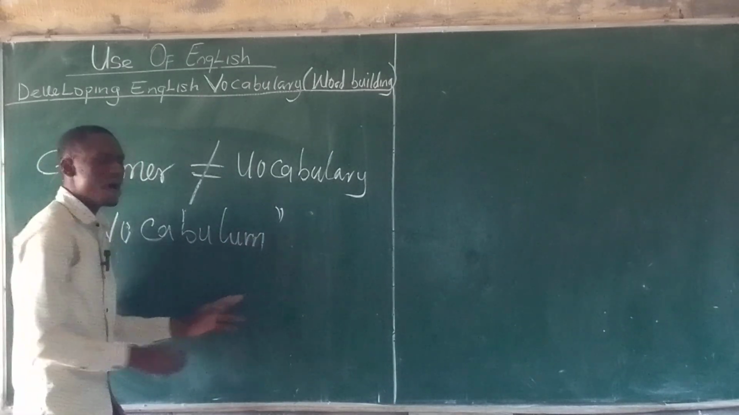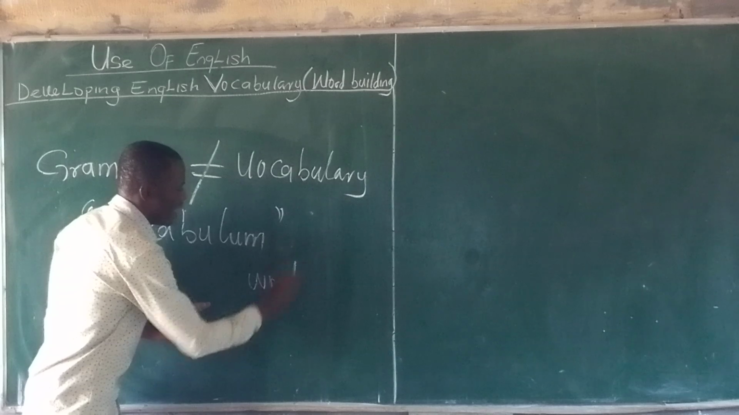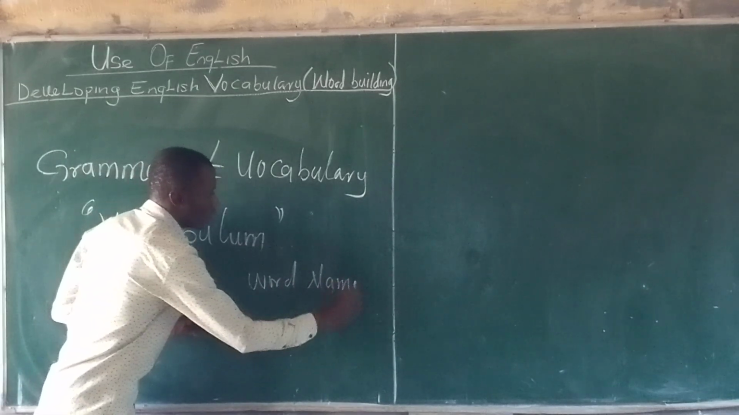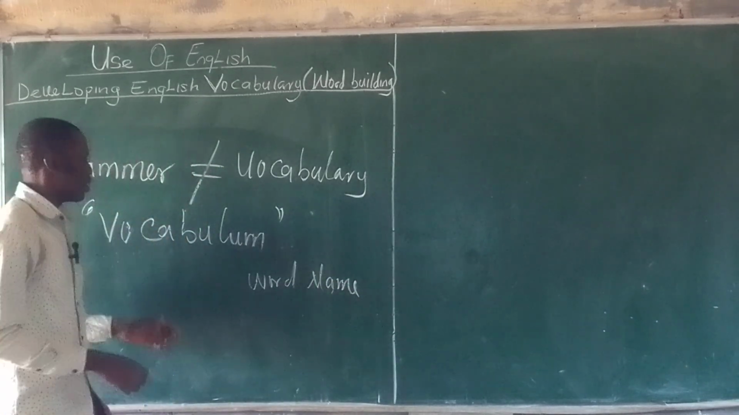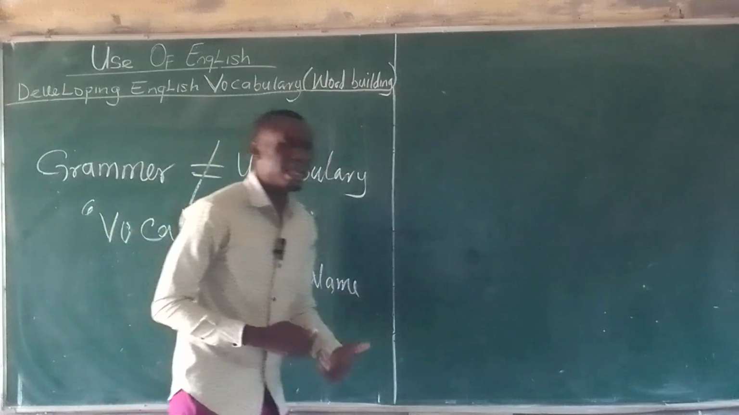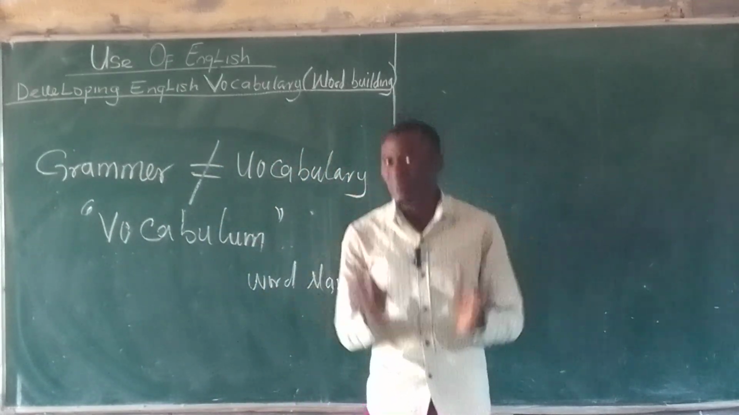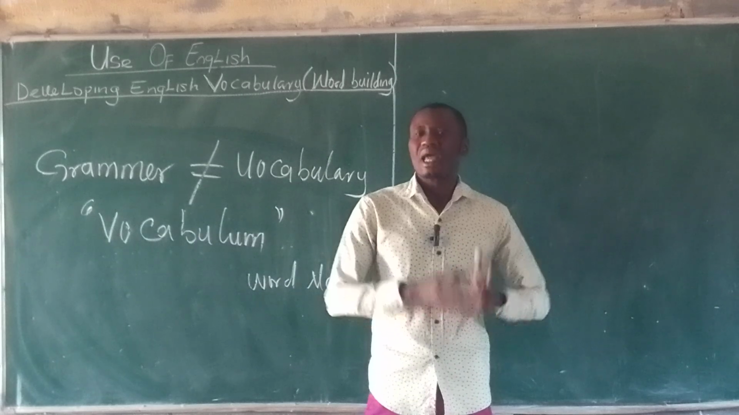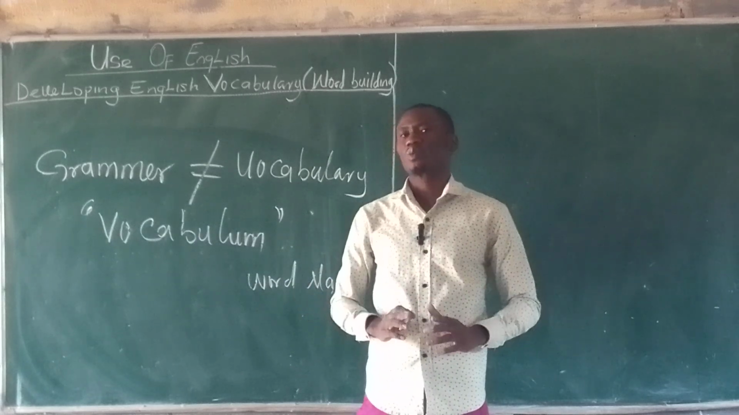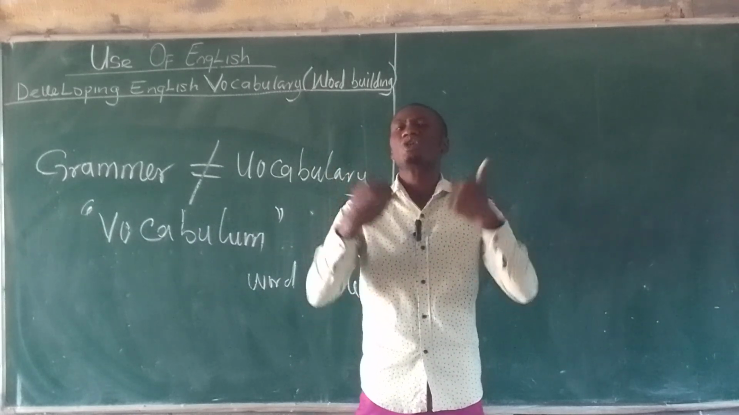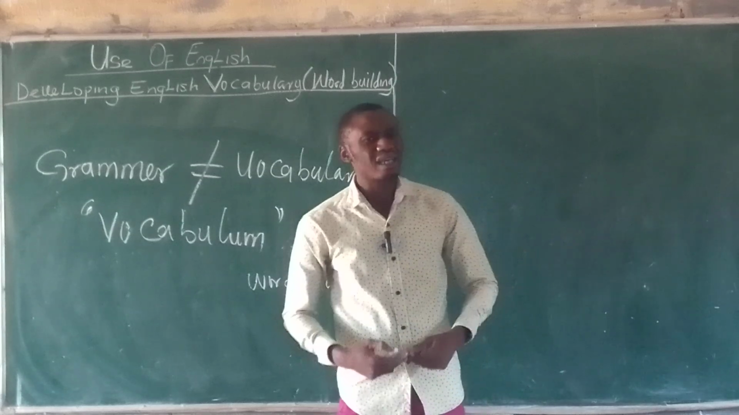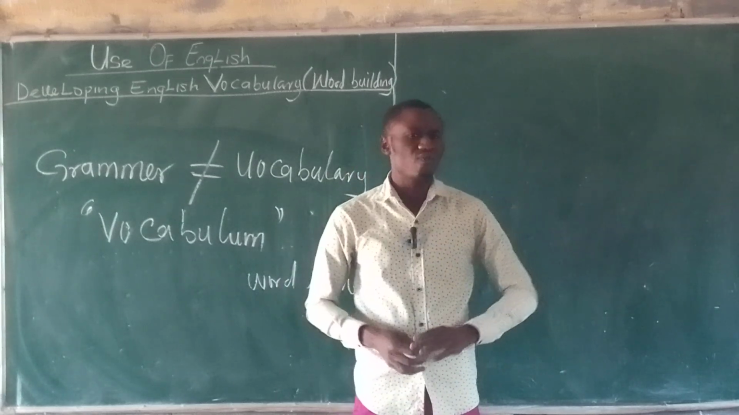So what does this mean? This means the word name. It means what? The word name. Now, when you look at the meaning of words and you are able to understand the meaning of the word and also the use of that word, that becomes your vocabulary. And that is seen as an active vocabulary.